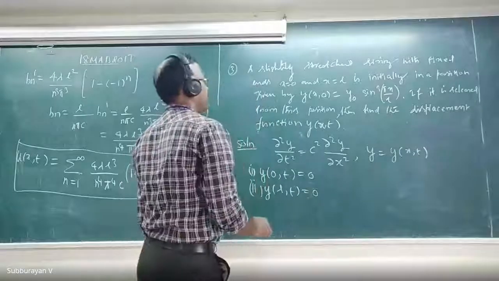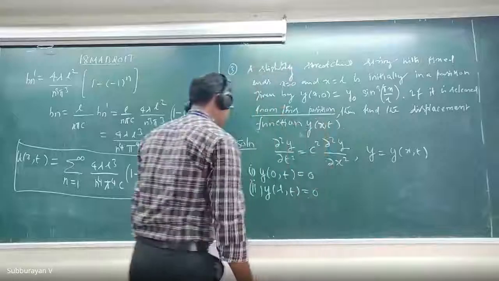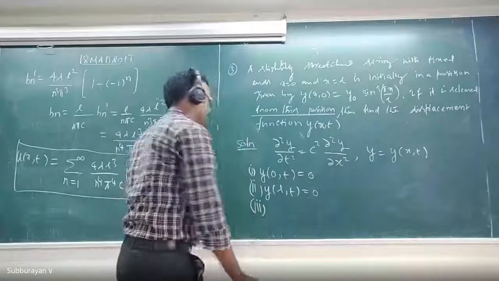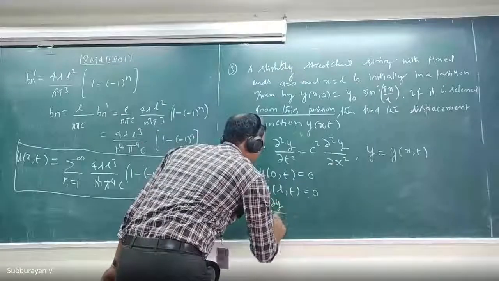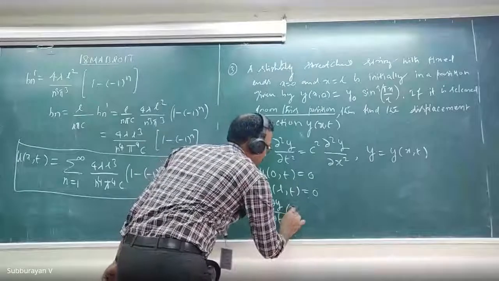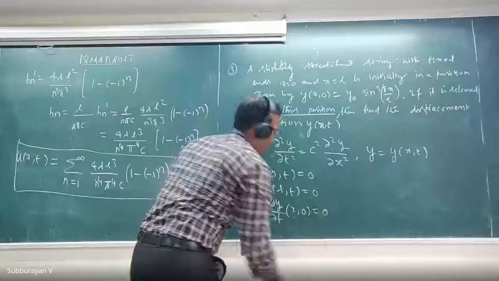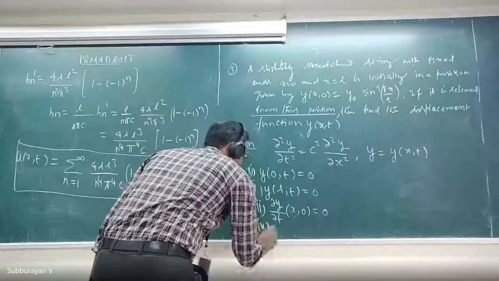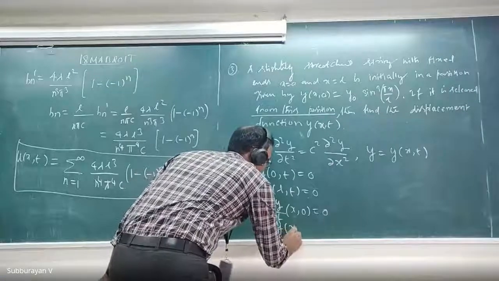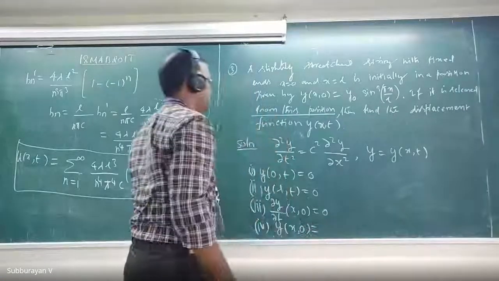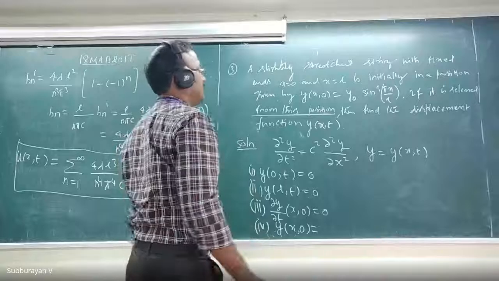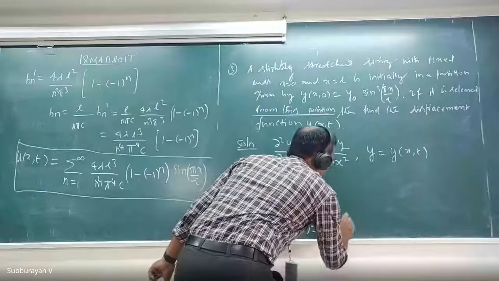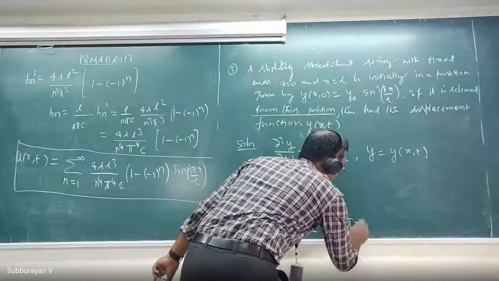The string is initially in the rest position, hence the velocity is 0. That is, dou y by dou t of x comma 0 is equal to 0. And the fourth condition is y of x comma 0, which is given by y0 into sin cube pi x by L.